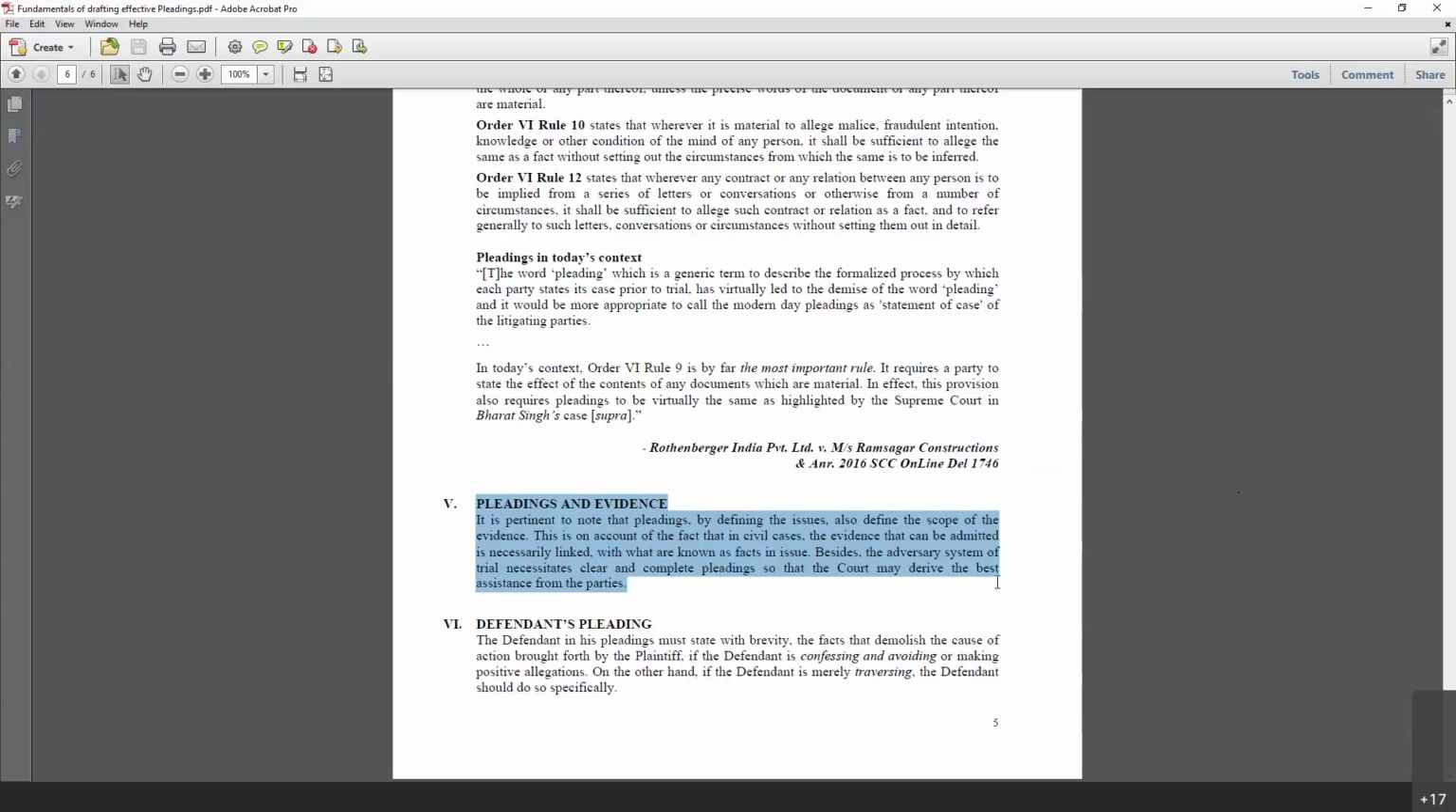For instance, you will see multiple written statements or defenses where the entirety of the paragraph in the plaint is reproduced, and simply at the end there is one word saying denied. Now, this is not sufficient. If you are traversing what the plaint says, your traversal should be specific in terms of what you are admitting and what you are denying.